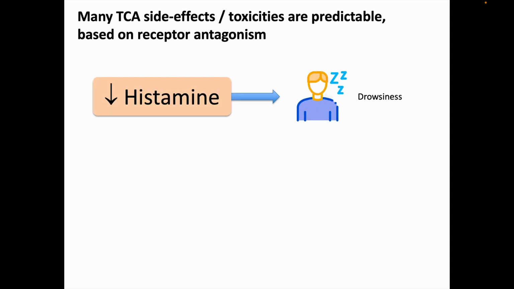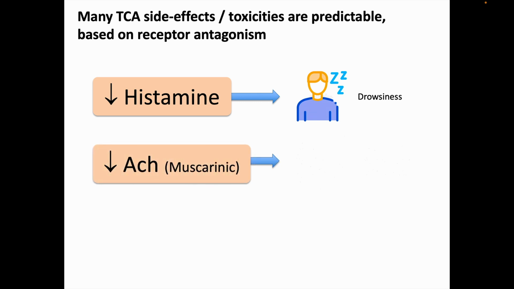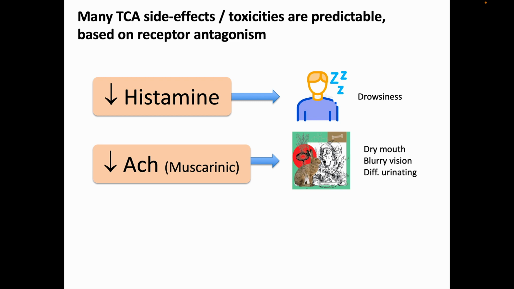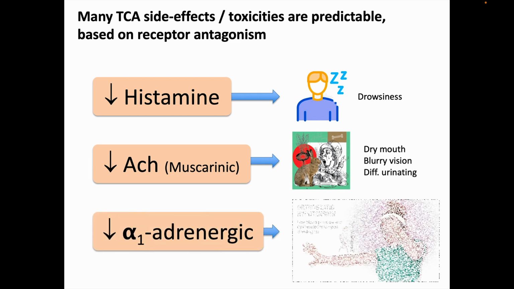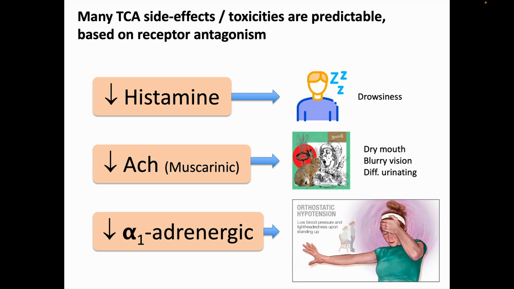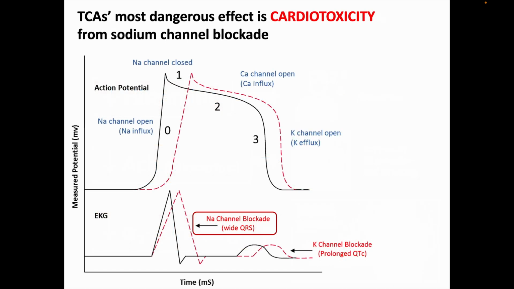Histamine blockade interferes with neurocircuitry promoting alertness, resulting in sedation. Muscarinic acetylcholine receptor blockade produces antimuscarinic effects like dilated pupils, dry mouth, and other features of an anticholinergic toxidrome. Alpha-1 adrenergic blockade in therapeutic doses may result in orthostatic hypotension, and with overdose can cause overt hypotension or even shock. But the most dangerous effect seen with TCA overdose is myocardial fast sodium channel blockade, and this will lead to the most important directed antidotal therapy we have for cyclic antidepressant toxicity.